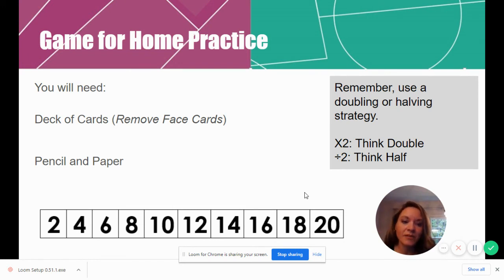Remember to use a doubling strategy whenever you are multiplying by 2, and use a halving strategy when you are dividing by 2. Have fun practicing your facts for your doubles and your halves.